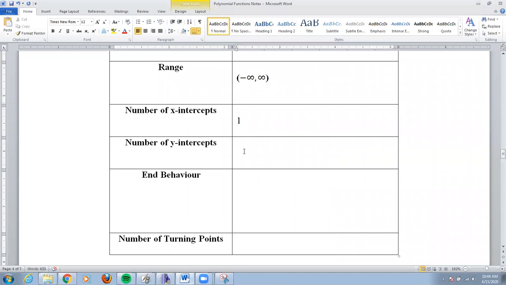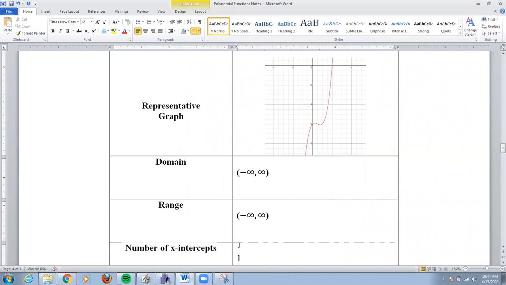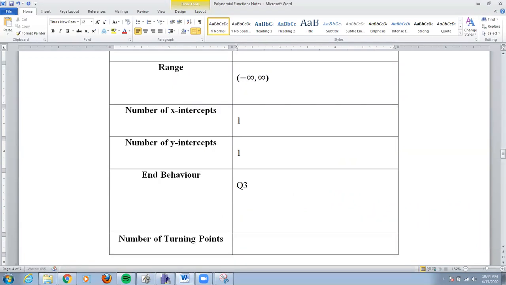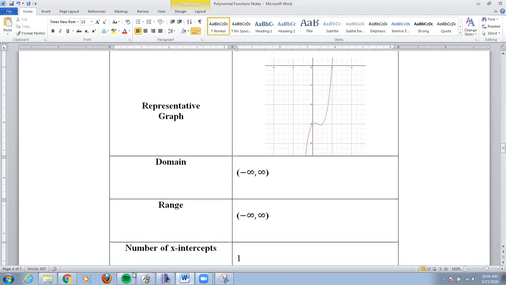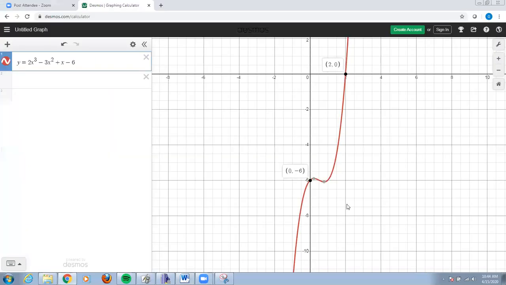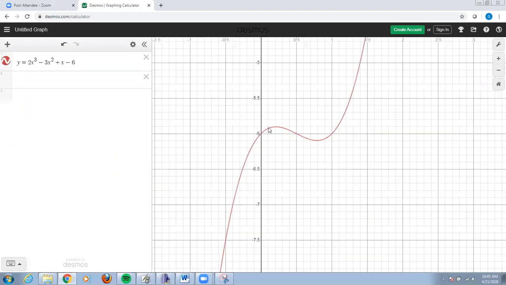So there's one y-intercept. The end behavior of this graph goes from quadrant 3 to quadrant 1. And there are 2 turning points. So if we click on them, again, I told you Desmos would identify them. I'll zoom in here so we can see it a bit better. So here we have our first turning point, 0.211 comma negative 5.904. That's kind of like where it gets the largest.